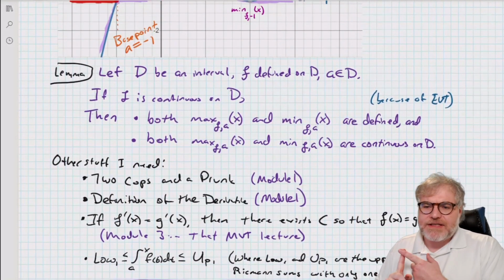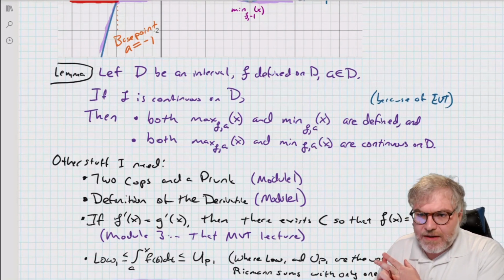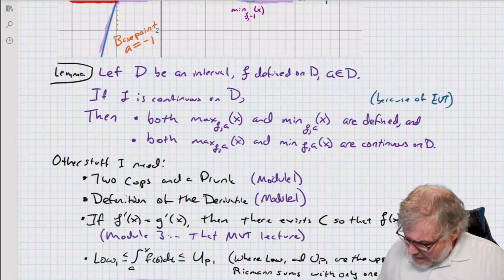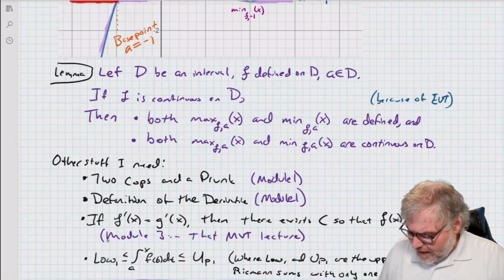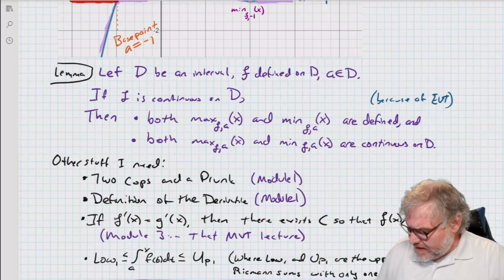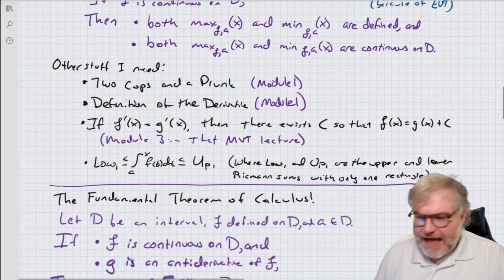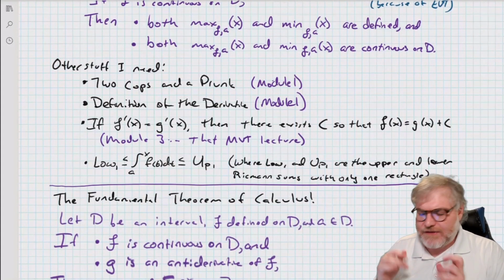Other stuff I'm going to need: two cops and a drunk, and the definition of derivative. Both of those came from module one. I'm also going to need this idea from module three, that if f prime of x equals g prime of x for all x, then there exists some c so that for every x, f of x equals g of x plus c. That was the idea that antiderivatives are simply vertical shifts of each other.